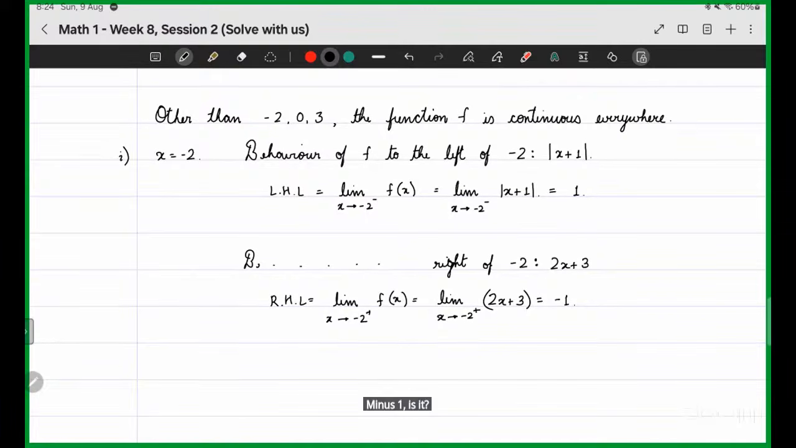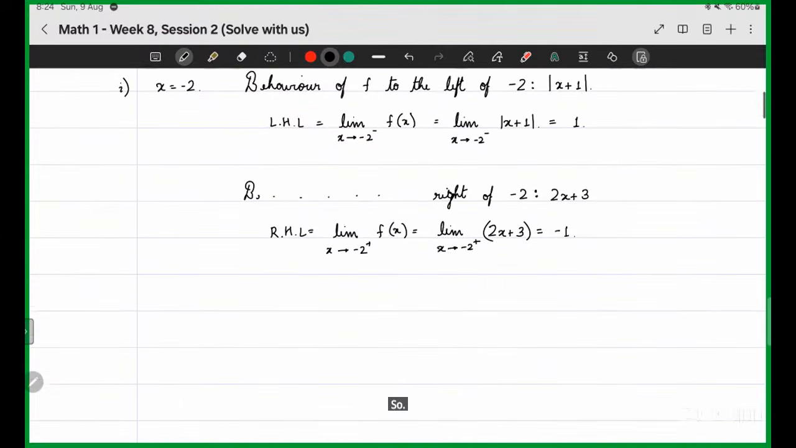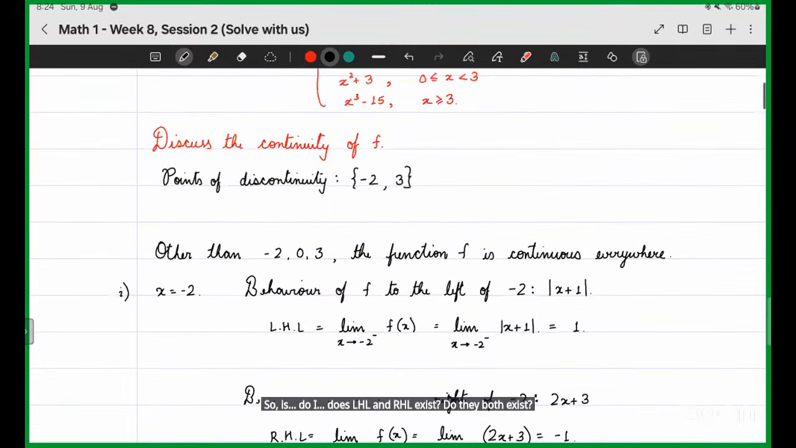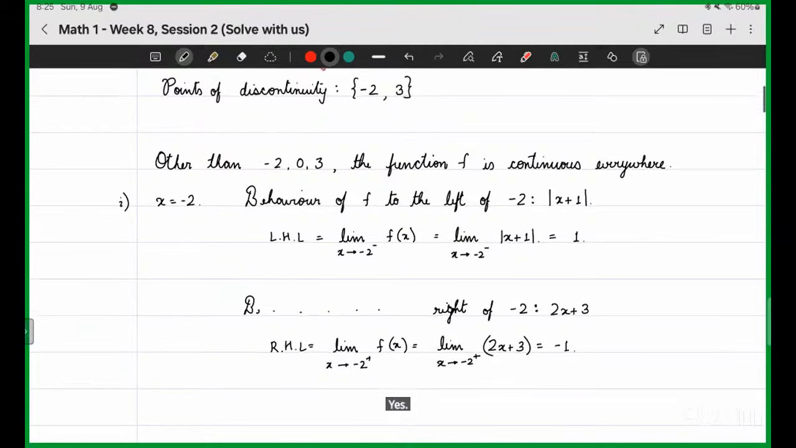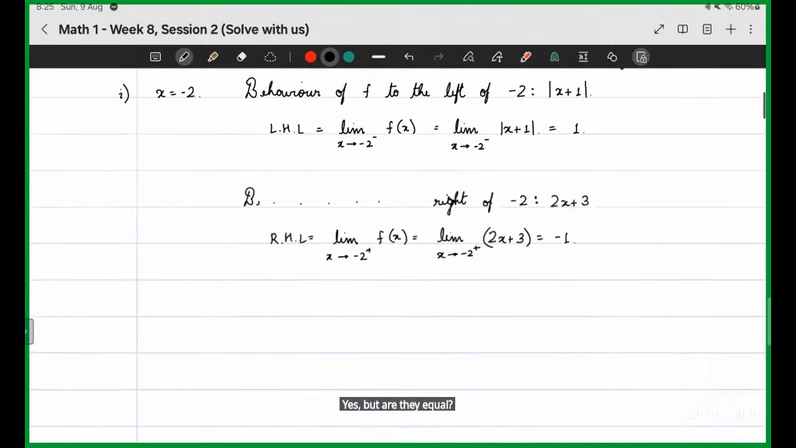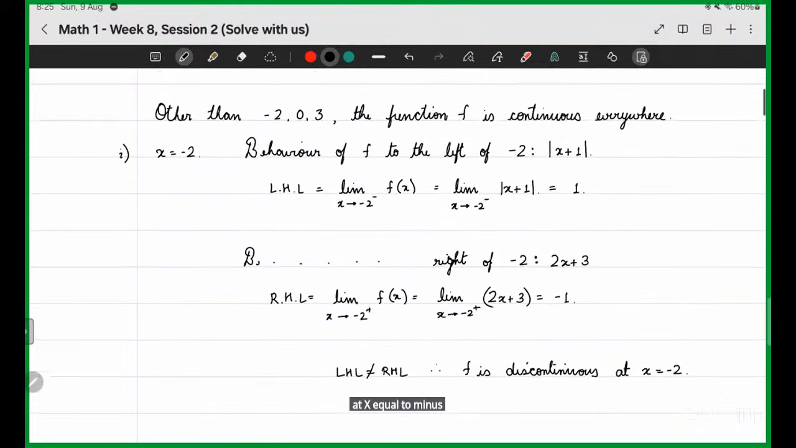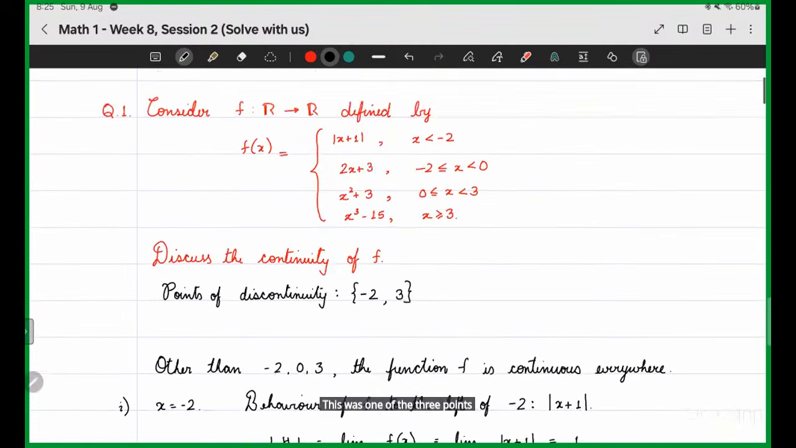Right. So do LHL and RHL exist? Do they both exist? Yes. But are they equal? No. So LHL is not equal to RHL. Therefore, f is discontinuous at x equal to -2. This was one of the 3 points of interest.